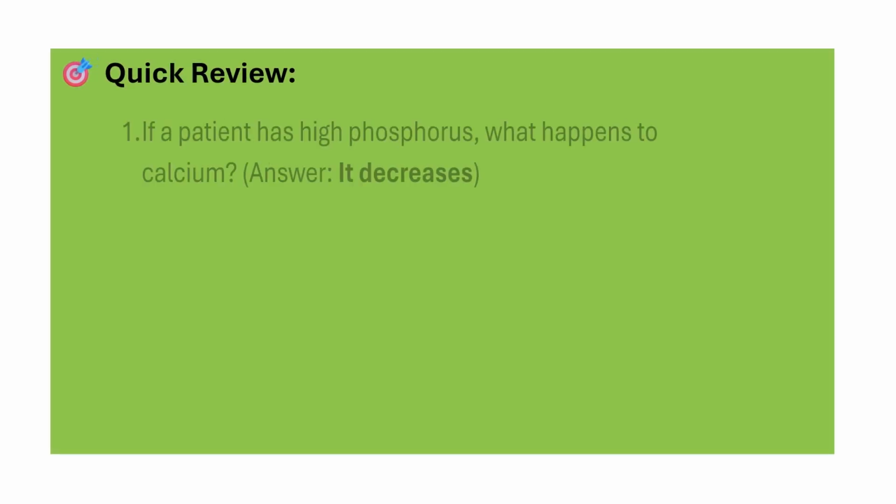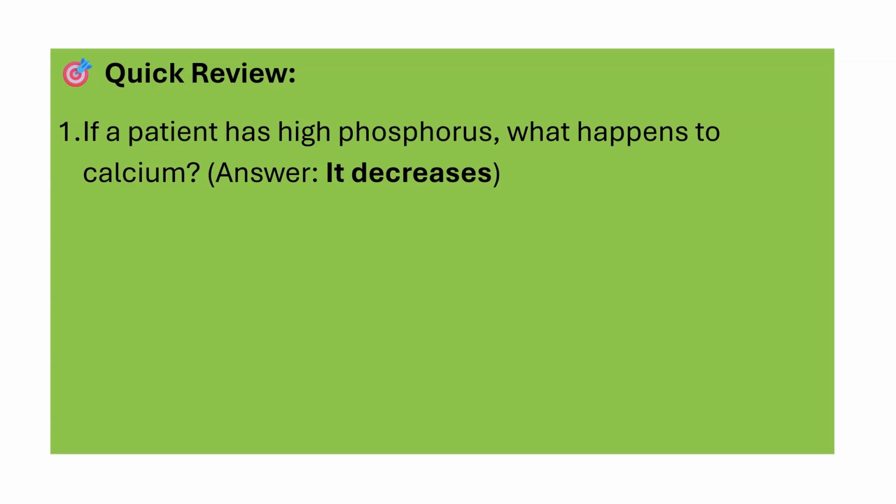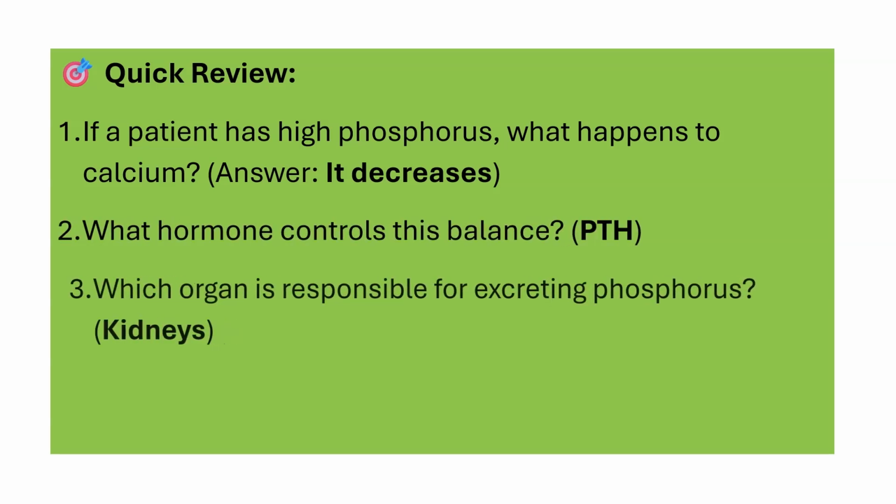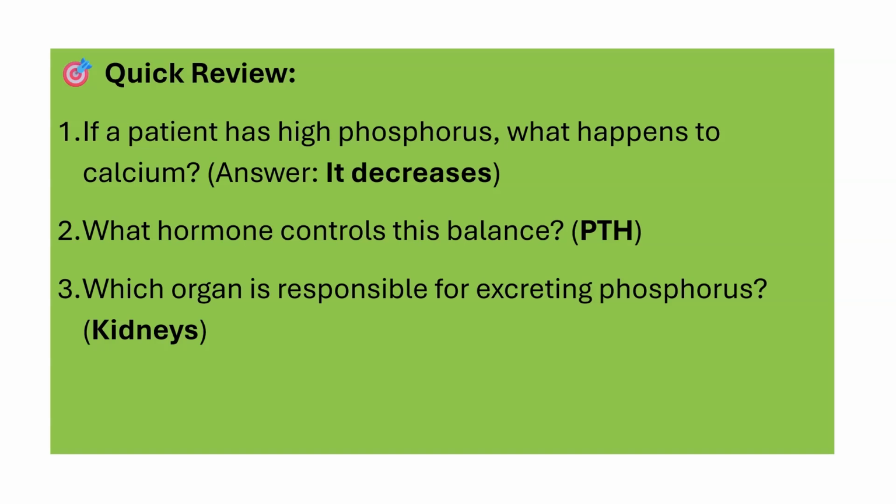Now, let's lock what we have studied into your memory. If a patient has high phosphorus, what happens to the calcium? Yes, it decreases. And what hormone controls the balance? It's parathyroid hormone. And which organ is responsible for excreting phosphorus? Yes, it's kidneys.